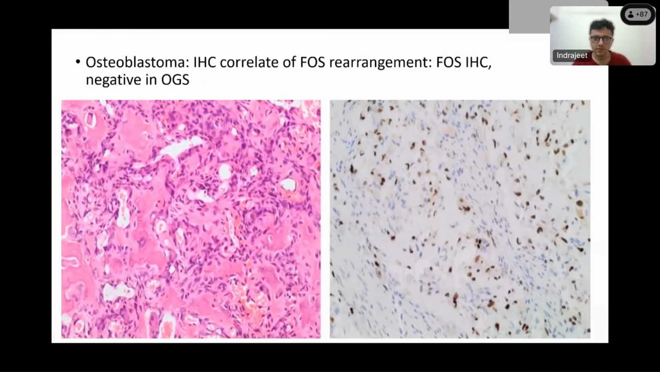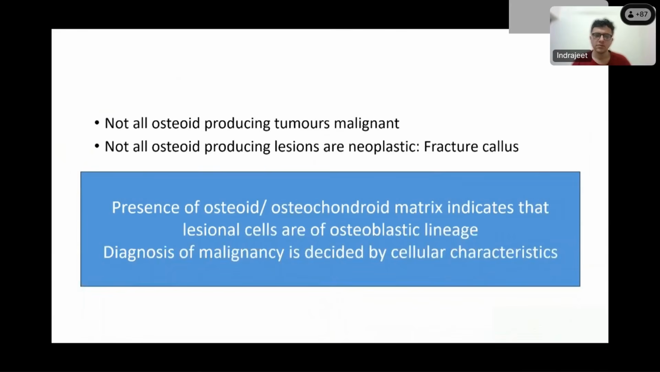FOS is negative in osteosarcoma. So if positive, it is hugely helpful in difficult scenarios such as that. Now, not all osteoid-producing tumors are malignant, and not all osteoid-producing lesions are even neoplastic. One example of it is fracture callus.